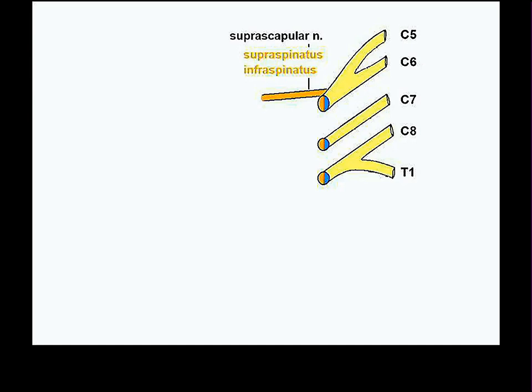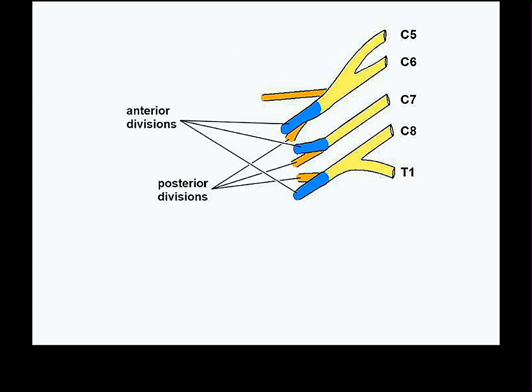Then all of the other dorsal axons of these trunks are going to separate from the ventral axons of the trunks in what are called anterior and posterior divisions of the trunks. The anterior divisions carrying all of the ventral axons, the posterior divisions carrying all of the dorsal axons.